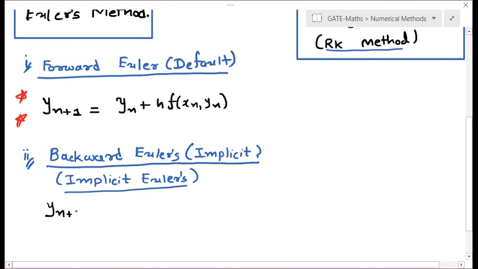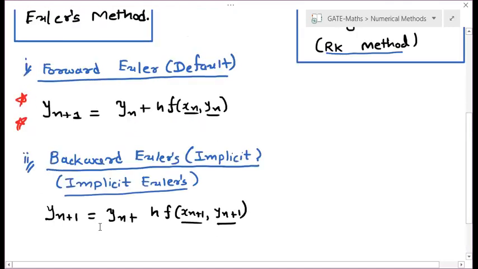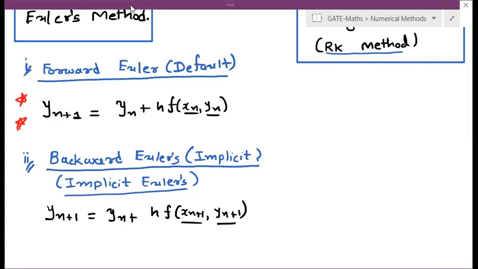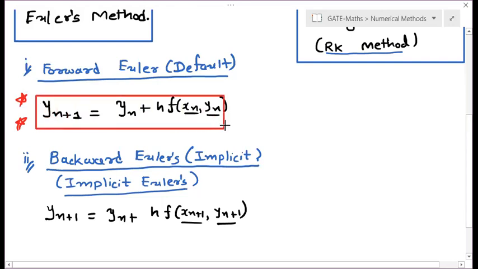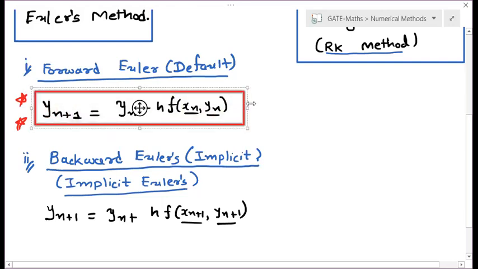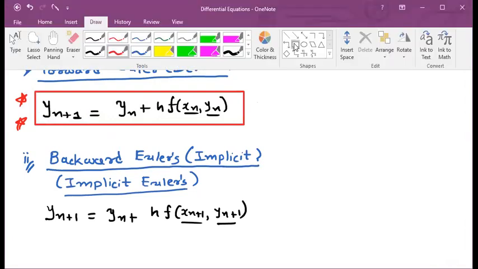So here your yn plus 1 will become yn plus h f of xn plus 1, yn plus 1. See over here, what is the difference? Here you have to put xn, yn, but here it is xn plus 1, yn plus 1. That's why it is backward. So these are the formulae for the forward Euler and backward Euler methods. Once you see an example of each method, you will get a clearer idea.